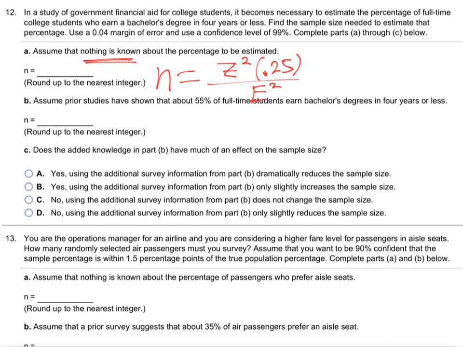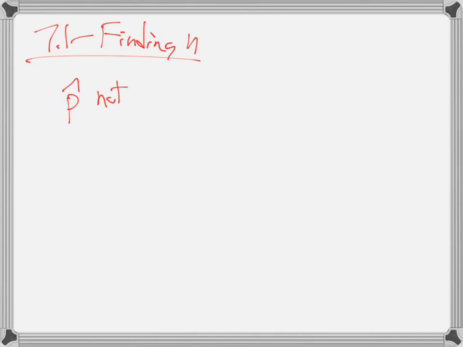And then what's the z? Oh yeah, I want to put this on the YouTube so everybody can have it. So I better do that. Sorry, I'm going to use some time here to write this out so it's saved for y'all if you look back. So, section 7.1, finding n. When p hat is not known, n is z squared times 0.25 over e squared.